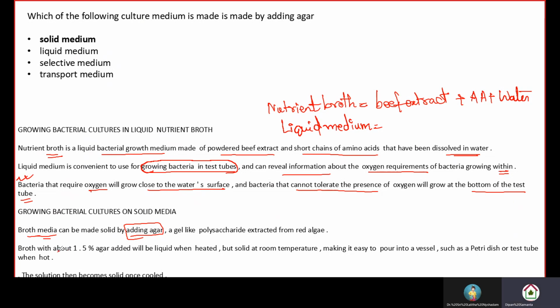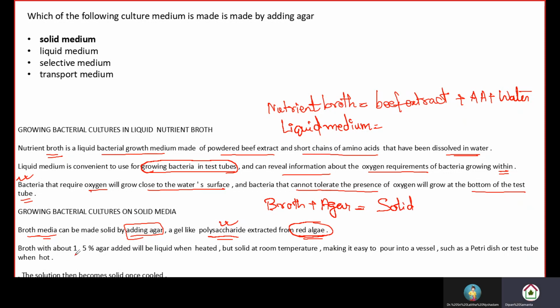And broth media can be made solid by adding agar. And what is agar? It's a gel-like polysaccharide that is extracted from red algae. So agar comes from red algae. And broth plus agar becomes solid.